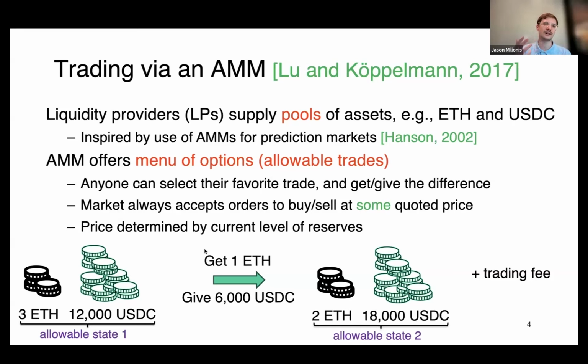And how the trade will happen is that the difference will go to the trader. So the difference of 3 minus 2 ETH is what the trader is going to get. And that trader is also going to have to give to the pool the difference in the reserves of the second asset. So that's the 6,000 USDC, plus some trading fee that will be some percentage of the whole trade. I won't focus exactly on the format of this fee in the talk. So basically, you can see that this is one example transition.